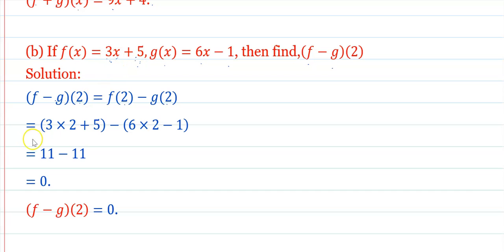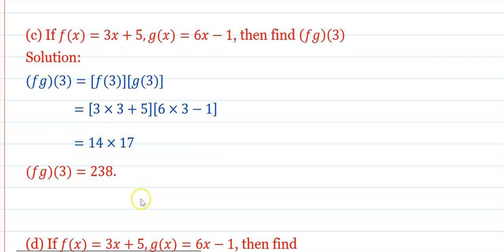3 into 2 plus 5. What is the g of x? 6x minus 1. What is the g of 2? 6 into 2 minus 1. 3 into 2, 6. 6 plus 5, 11. 6 into 2, 12. 12 minus 1, again 11. 11 minus 11, then you will get 0. And therefore, (f minus g) at 2 is equal to 0.